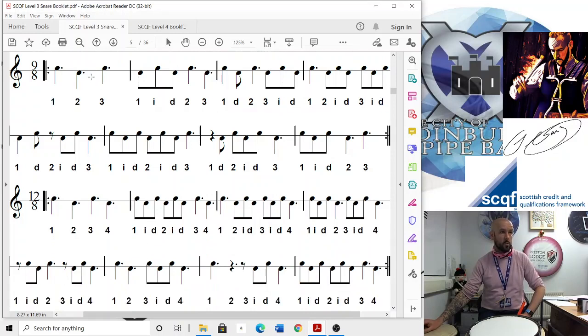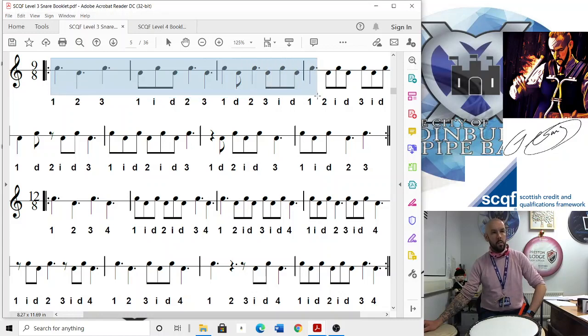And we're going to move on to the first line of 9/8. Compound time, 9 divided by 3 is 3. So 3 beats per bar. 1, 2, 3. 1 day 2, 3. 1 day 2, 3 day 1, 2 day 3 day. So that's quite easy, that first line.